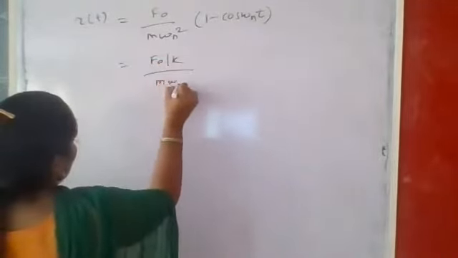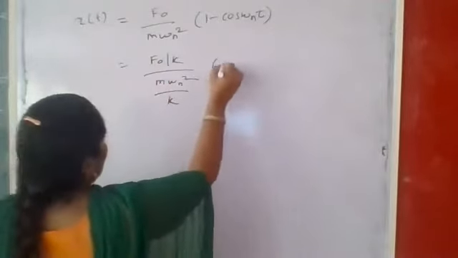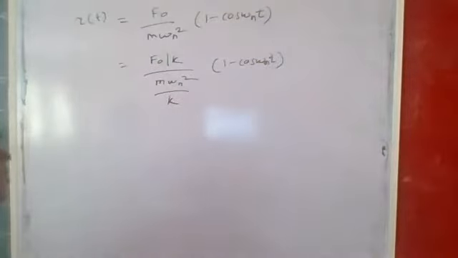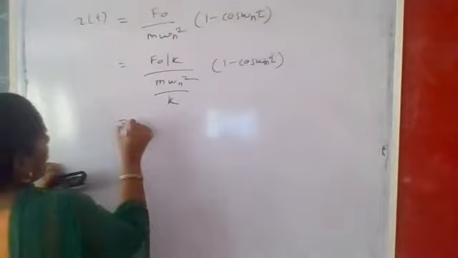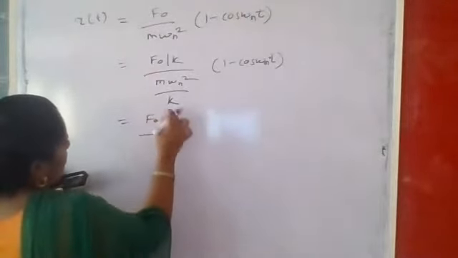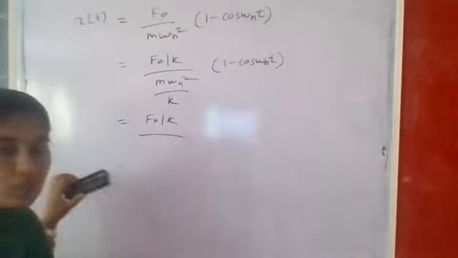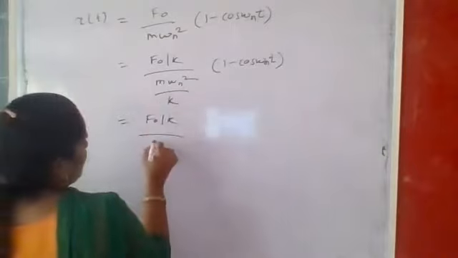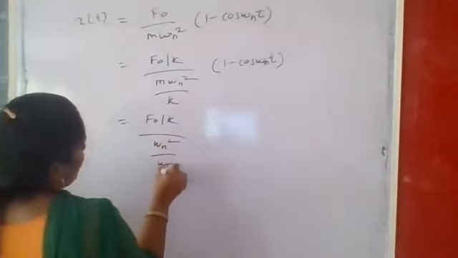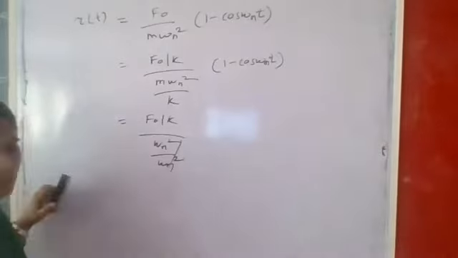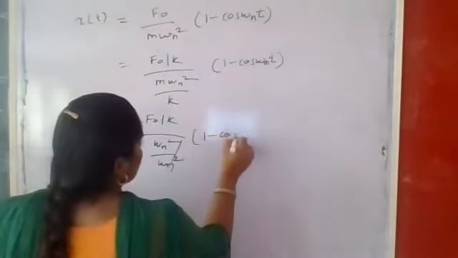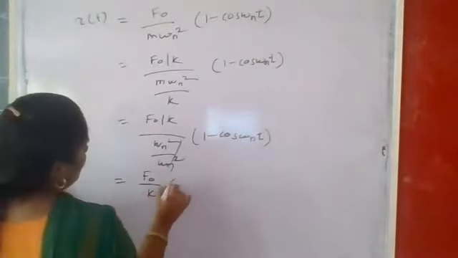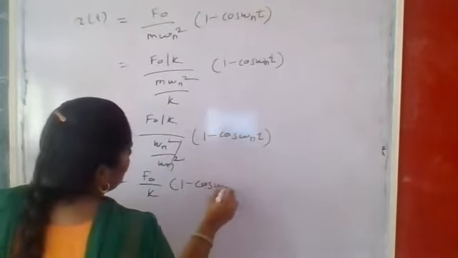Divided by k, that is m omega n square upon it is k into bracket 1 minus cos of omega n t. You can see here there is F naught upon k, that is the same value here, but k by m. What is the k by m? Root of k by m is the omega n, so k by m is again omega n square. Divided by omega n square, both are getting cancelled for each other into bracket 1 minus cos of omega n t. So what is remaining? That is F naught by k into bracket 1 minus cos of omega n t.